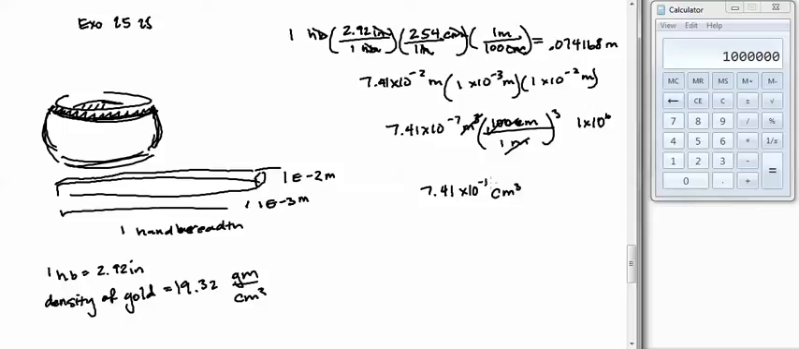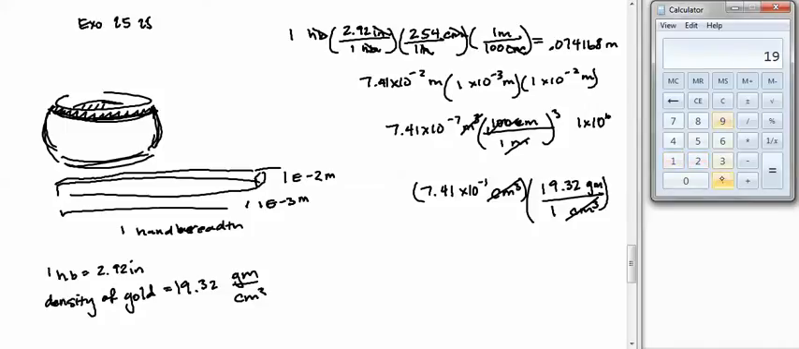So 7.41 times 10 to the negative 7 times 10 to the positive 6 is just 7.41 times 10 to the negative 1. Cool. Now, I need to multiply this volume times my density, and I would get my mass. So I know that for every 1 centimeter cubed, this gold weighs 19.32 grams. This cancels out with that, and I'm left with 7.41 times 19.32. Instead of putting 7.41, I'm just going to put 0.741 and then not worry about that times 10 to the negative whatever.